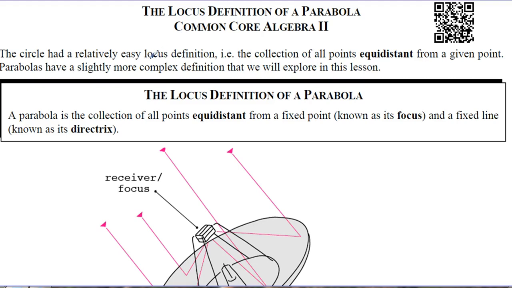You remember for a circle, you have a locus definition that says it's all the points that are equidistant, meaning the same distance from a certain point. That makes sense. Parabolas are slightly more complicated. They have two places that all points are equidistant from. Okay, so a parabola is the collection of all points equidistant from a fixed point, and we call that the focus, and a fixed line, which we're going to refer to as the directrix.